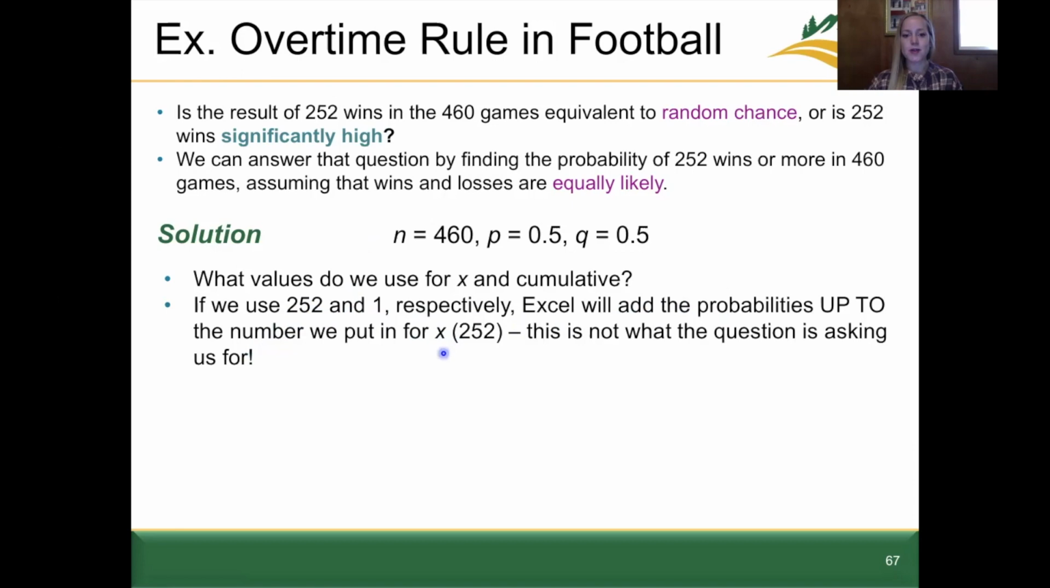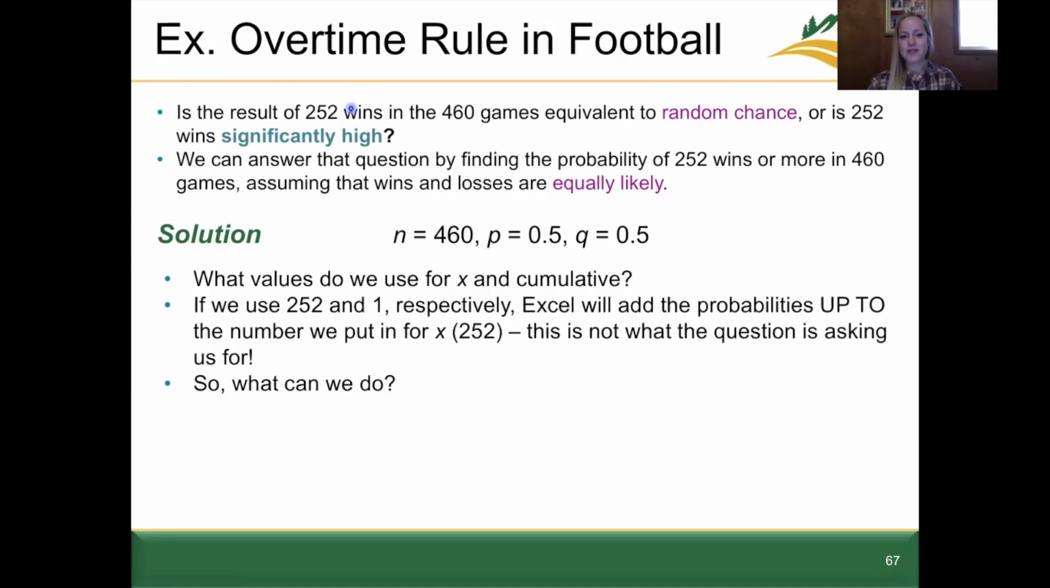Is this really what the question is asking? Do we want to know the probability of getting 1 win or 2 or 3 all the way up to 252? Well, no, we're interested in, is 252 significantly high? So remember, using significantly high, we want to figure out the probability of X or more, the 252 or more wins. How do we deal with this in Excel then?